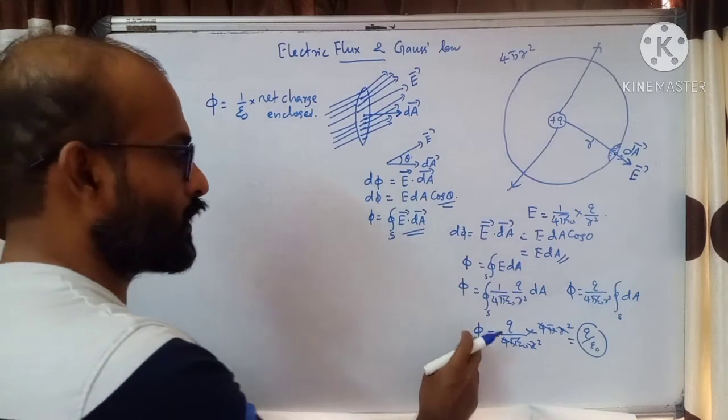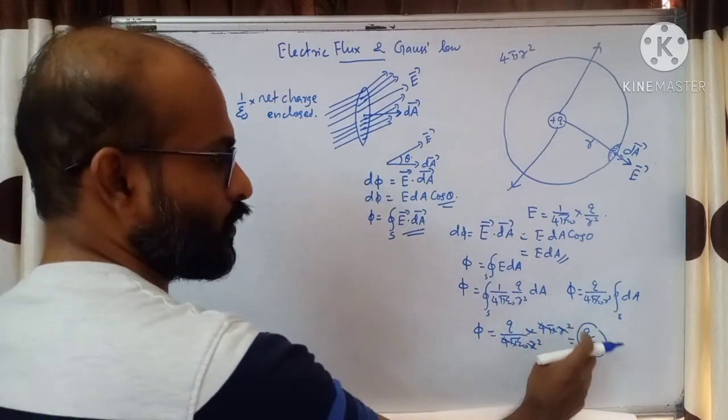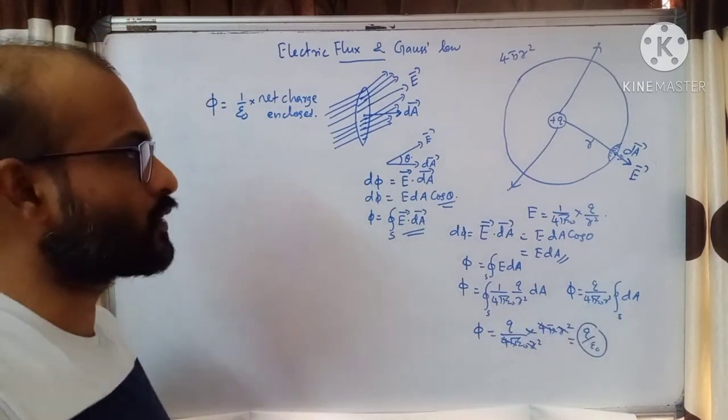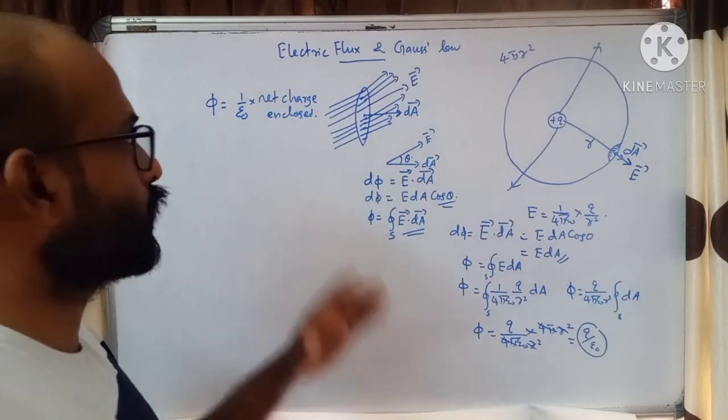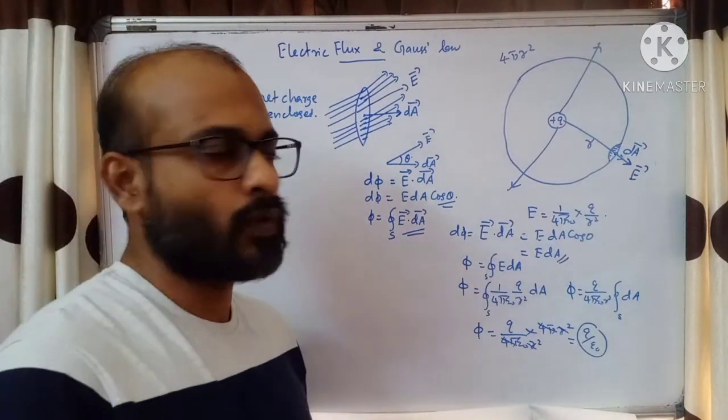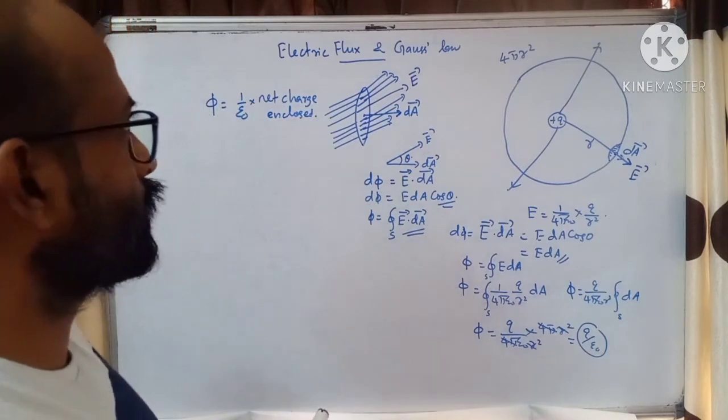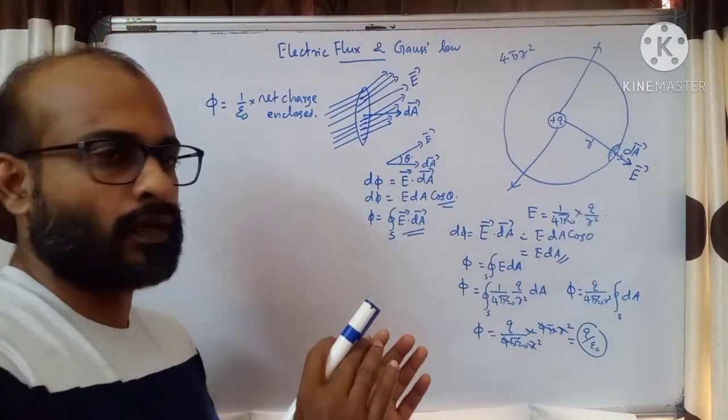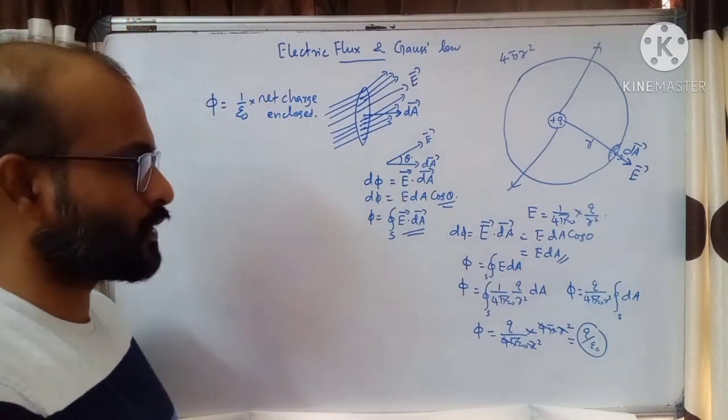So what's the total flux? Total flux is equal to 1 by epsilon 0 times the net charge enclosed. This is Gauss's theorem. So hence we have proved Gauss's law. Okay, now we can show that Gauss's law is related to Coulomb's law. How is it related to Coulomb's law?